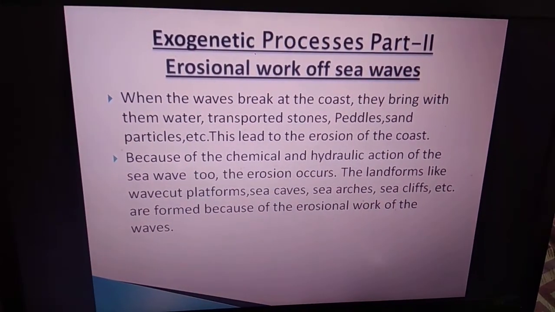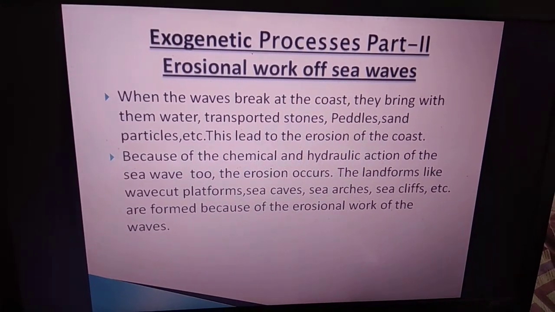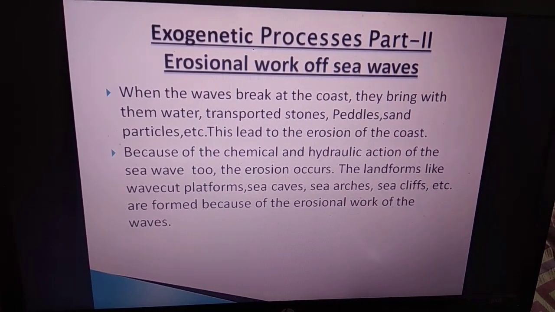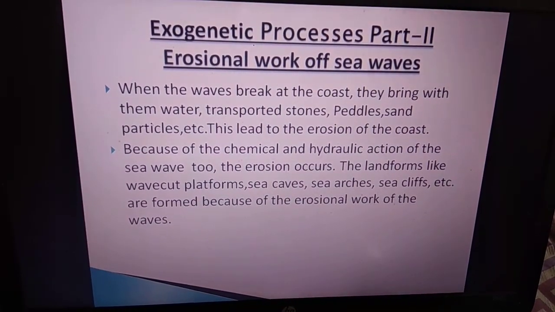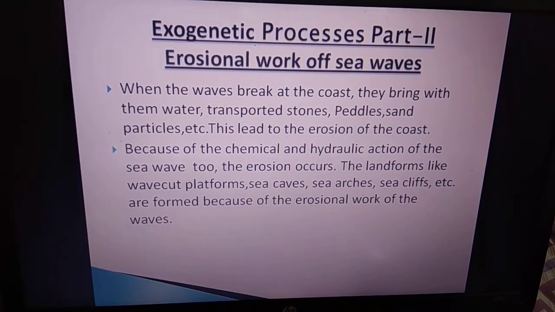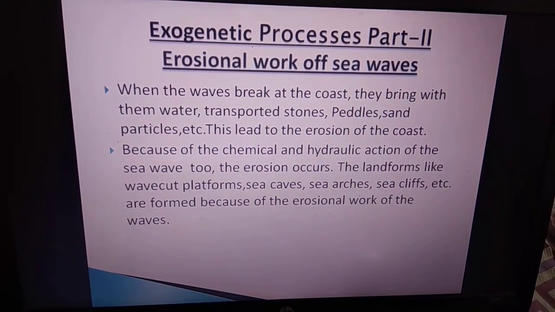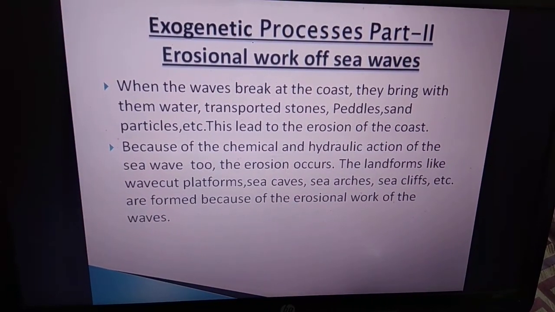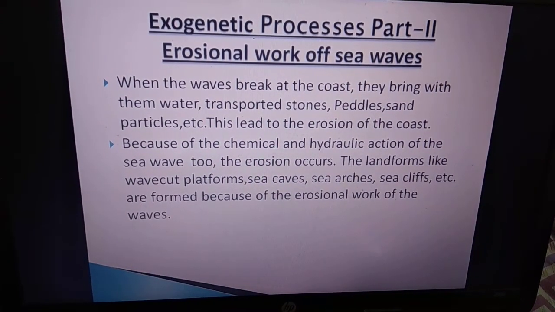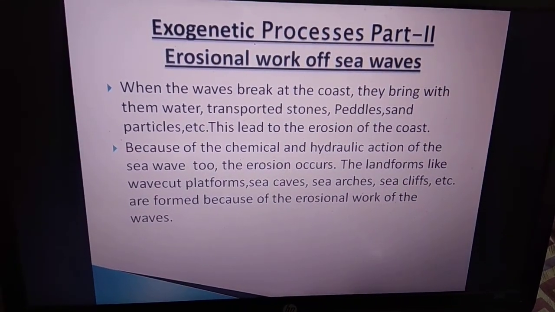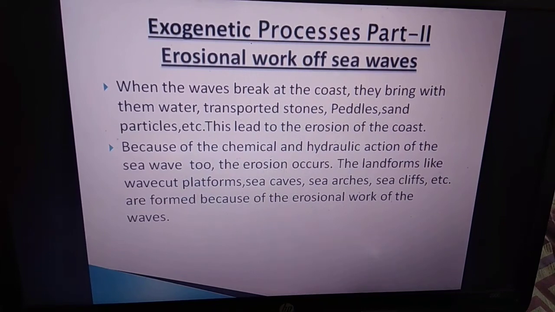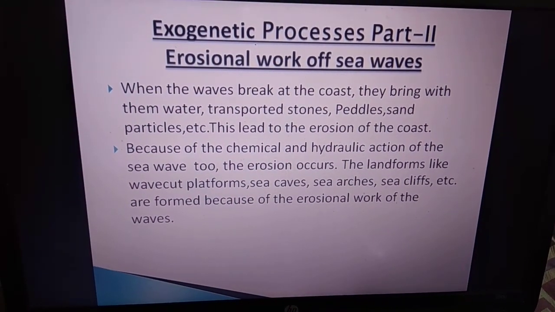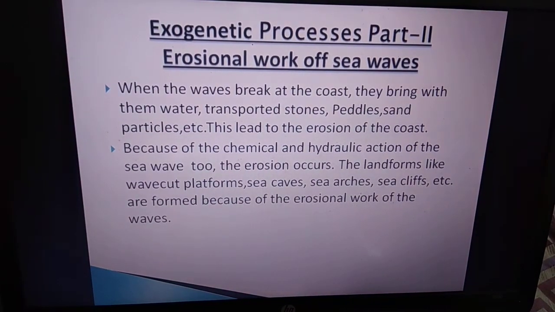First point, when the waves break at the coast, they bring with them water, transported stones, pebbles, sand particles, etc. This leads to the erosion of the coast. Second point, because of the chemical and hydraulic action of the sea wave, the erosion occurs. Landforms like wave cut platforms, sea caves, sea arches, sea cliffs, etc. are formed because of the erosional work of the wave.